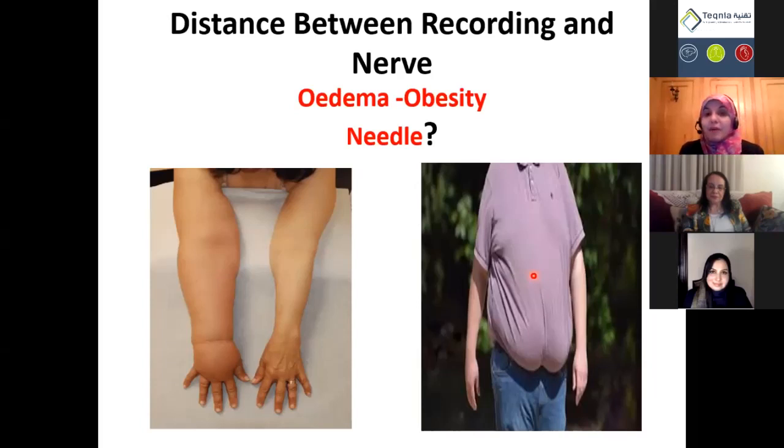There is a nice paper about the risks and hazards in the neurophysiology lab. In lymphedema after breast cancer, you cannot put the needle. Sometimes it is very limited to the risk-benefit. You are exposing the patient to a very high risk of cellulitis versus what? What are you going to prove? So in this case, it is not recommended to do anything. If the patient is obese, you can insert a needle rather than a surface electrode to try to pick up the potential you want.